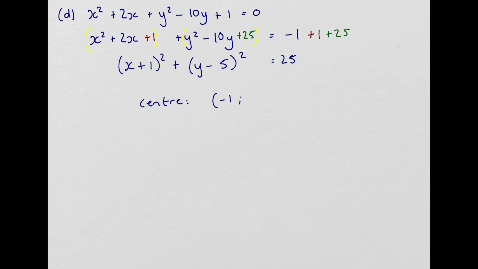is (negative 1, positive 5), and the radius is very easy to work out here because it's a perfect square already. So the radius is the square root of 25, which is 5 units.